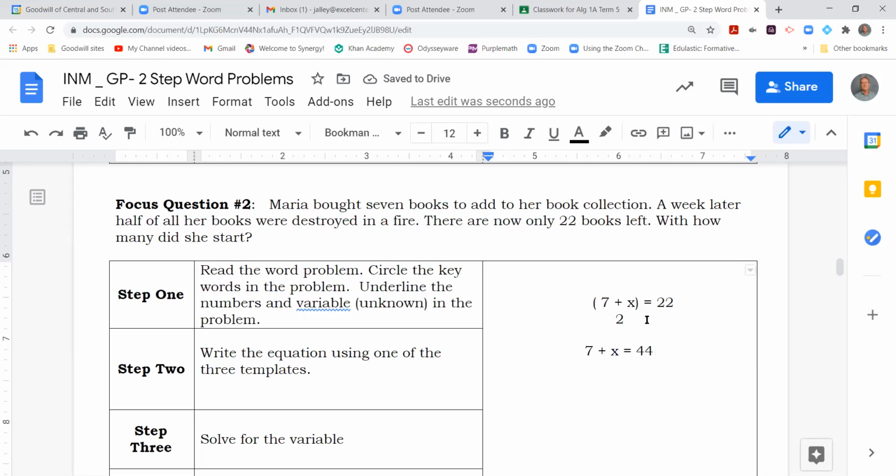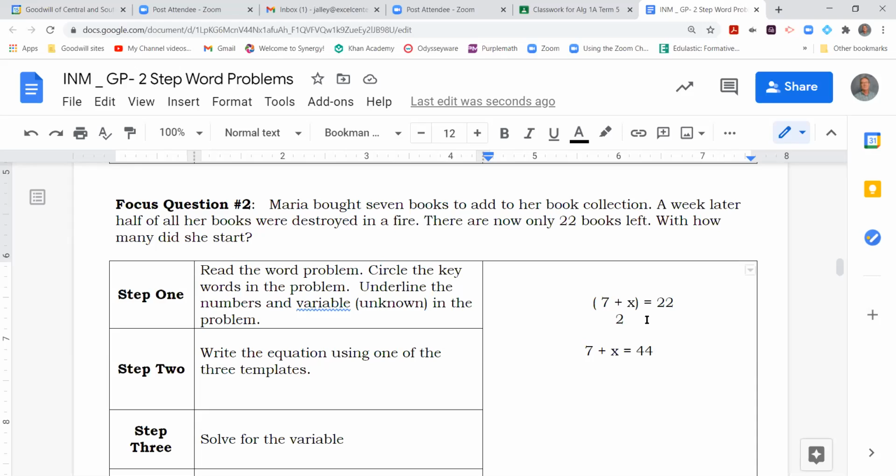And now we can figure out easily how many she started with, which will turn out to be 37. I multiply both sides of this by 2. I don't have any way to scribble it on here on this Google Doc yet. So sometimes how you write the equation is a question of timing.